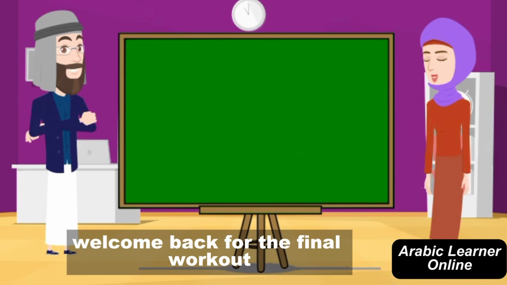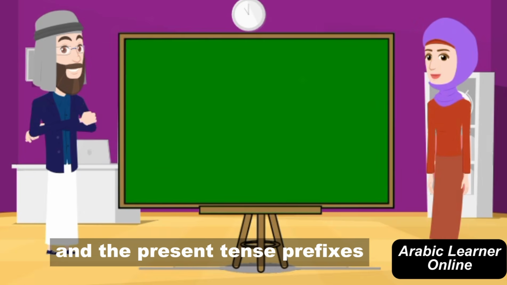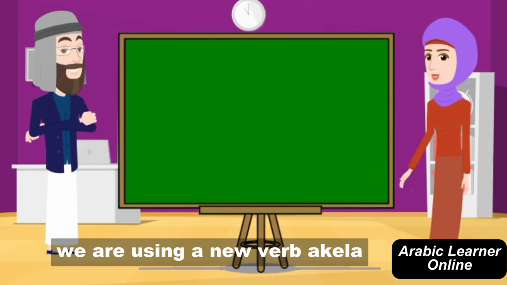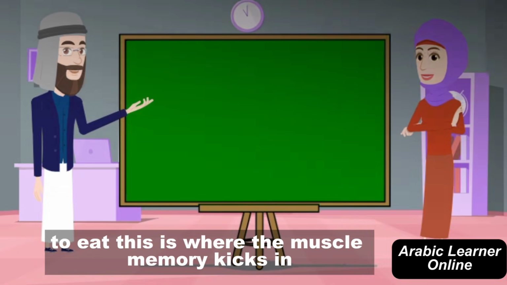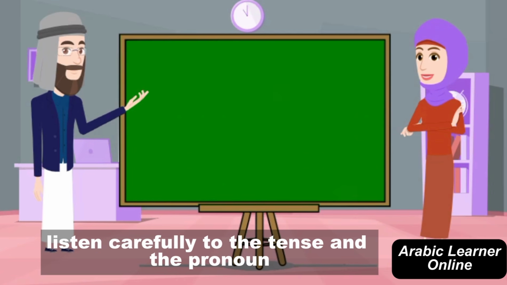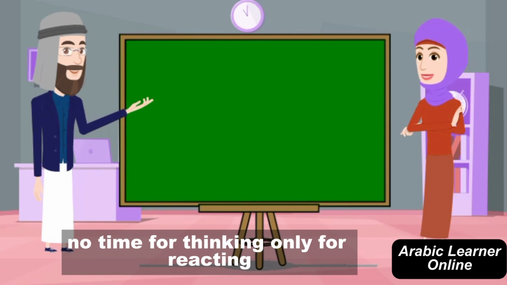Welcome back for the final workout. You've mastered the past tense suffixes and the present tense prefixes. Now we mix it all up. This is the conjugation blitz. We are using a new verb, akala, to eat. This is where the muscle memory kicks in. Listen carefully to the tense and the pronoun. Viewers, get ready to type your answers faster than us.